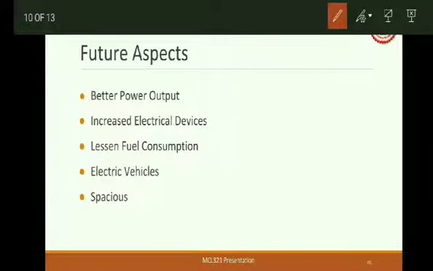Now, what are the future aspects? What can be changed, or what will be used further in the charging? What will be the changes? You can see there is better power output. We require more power output from the battery, and increased electrical devices. The devices are increasing at a very humongous level.